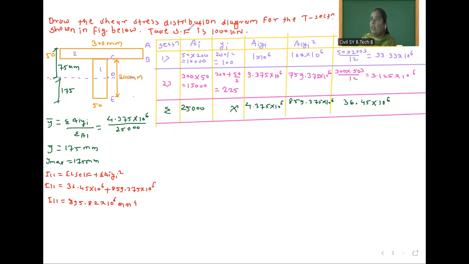After that, we will calculate Ixx. So I11 is equal to Ixx plus summation of AI into y bar square. So I11 is 895.82 into 10 to the power 6, which is equal to Ixx plus summation of area 25,000 into y bar 175 square. So accordingly, you calculate and tell me Ixx, which is equal to how much?